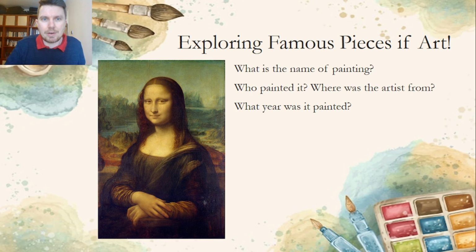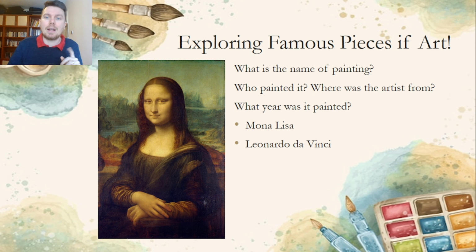Now that we've done the vocabulary, we're going to move on to a little game where you're going to guess the name of the piece of art, who painted it, where the artist is from, and what year it was painted. So this is the most famous painting in the world, and I'm sure most of you know who this is and who painted it. But quickly, let's go. First of all, it is the Mona Lisa. This was painted by Leonardo da Vinci. He is from Italy. And the hardest question, what year was it painted? This is bonus points if you can get this right. It's 1503, so a long time ago.